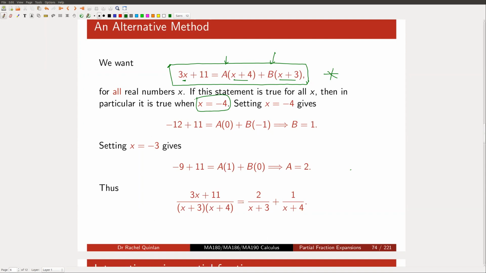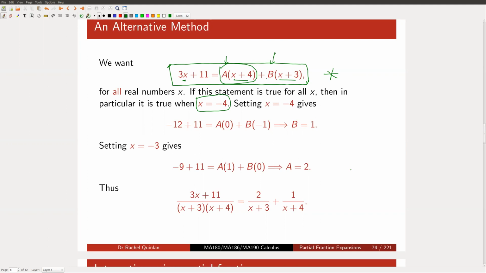Okay. And the reason for choosing x equals minus 4 is that if we plug x equals minus 4 into this equation involving A and B, then the left-hand side of it evaluates to some number. The term involving A just drops out because we have minus 4 plus 4, which just evaluates to 0. And the term involving B evaluates to something as well.